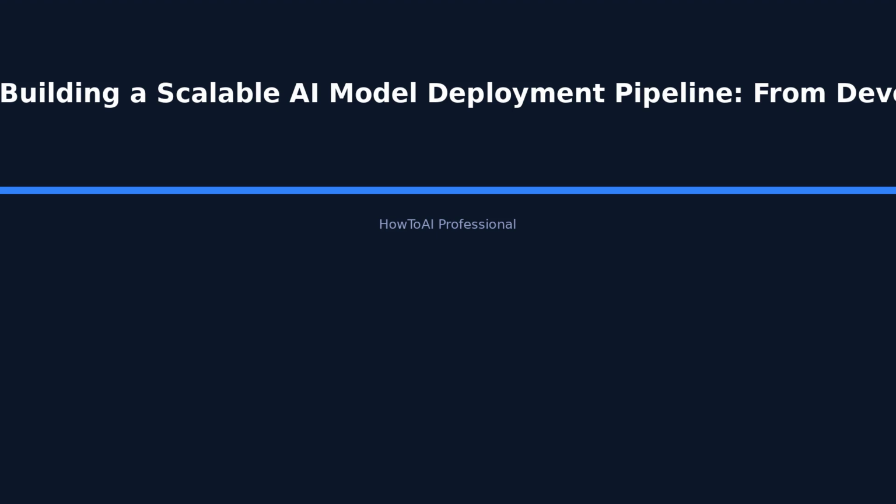This means that your AI models can be updated frequently without the need for manual intervention, allowing for quicker iterations and improvements. So, how can we integrate CI/CD into our AI model deployment pipeline? Let's break down the steps involved.